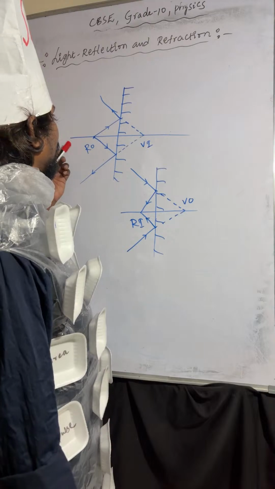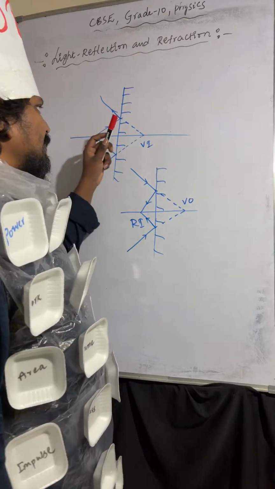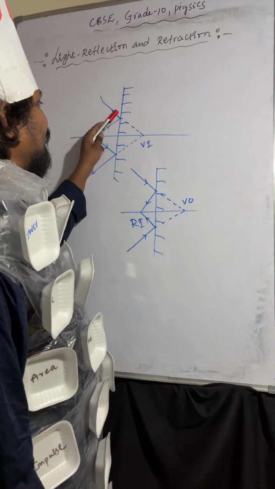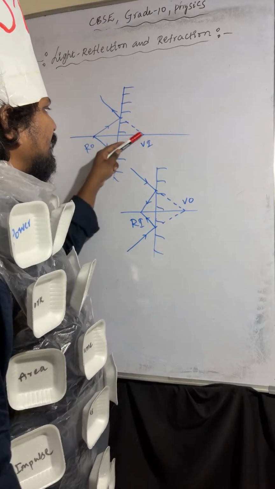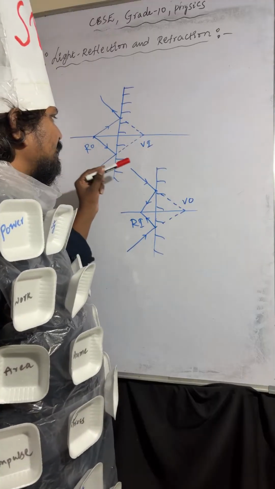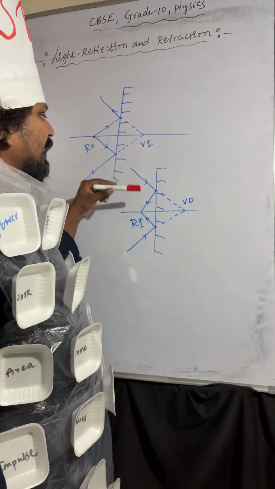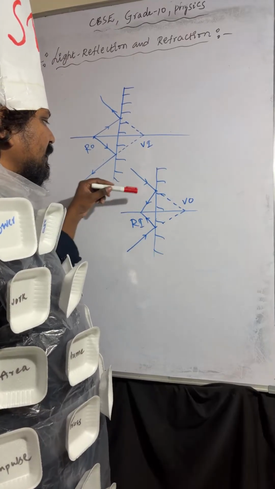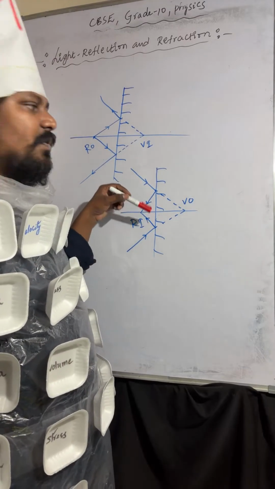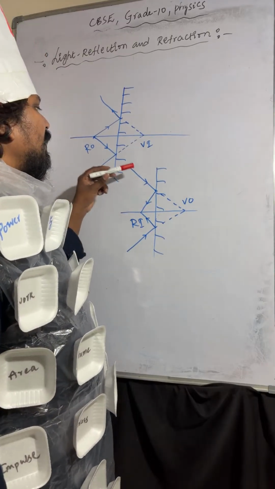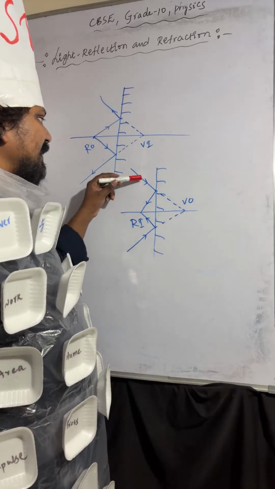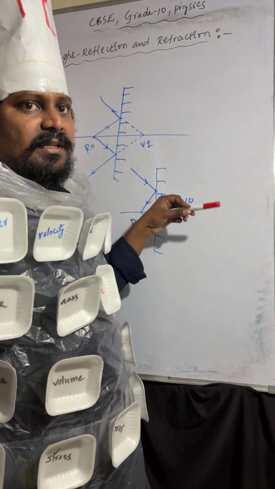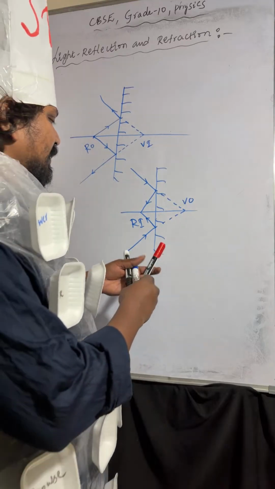Here you can observe, from this point light rays are coming. That is a real object. After reflection, we extend the reflected light rays, and the extended reflected light rays meet at one point. The image forms there, and that is a virtual image. Here, the reflected light rays meet at one point after reflection, so that is a real image. If you extend the incident light rays and they meet at one point, that is a virtual object. I hope it is very clear.